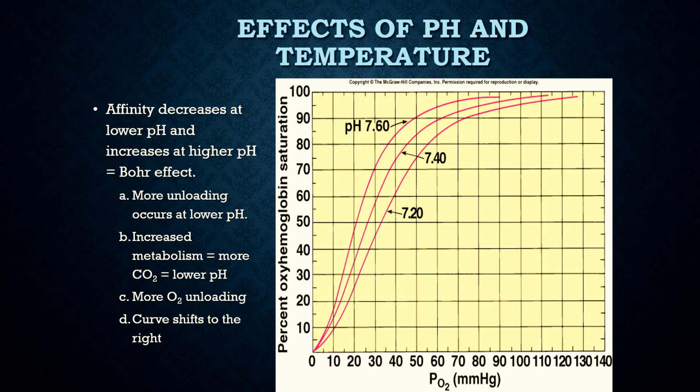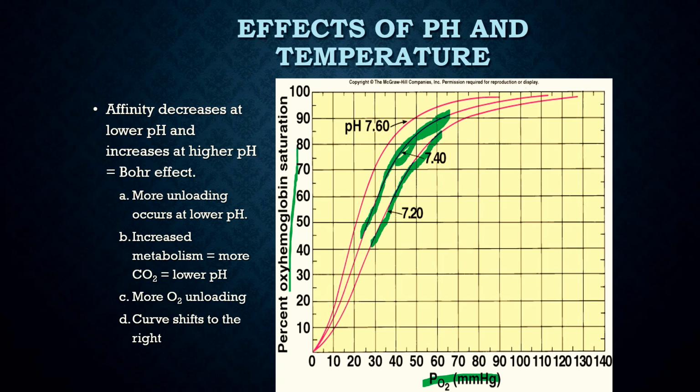And so the affinity is going to decrease at lower pH and increase at a higher pH. And this is known as the Bohr effect. All right, so if we look here at 7.4, this middle curve represents a normal physiological condition, okay? So when we have a lower pH at 7.2, this is termed a right shift, all right? And so here we have more unloading that occurs at this lower pH. Here we have percent of hemoglobin saturation on the y-axis, and partial pressure of oxygen on the x-axis, all right?